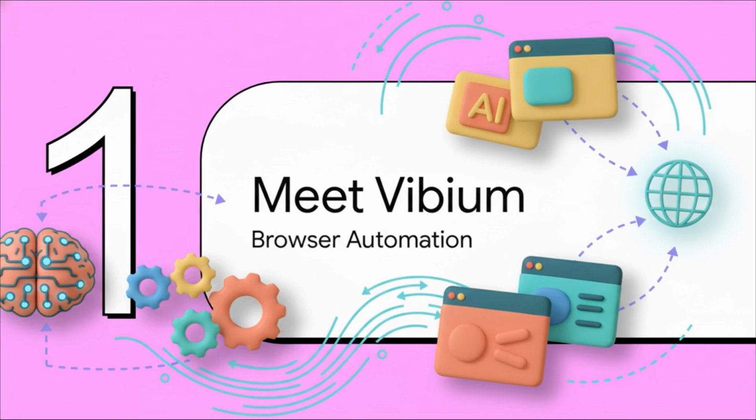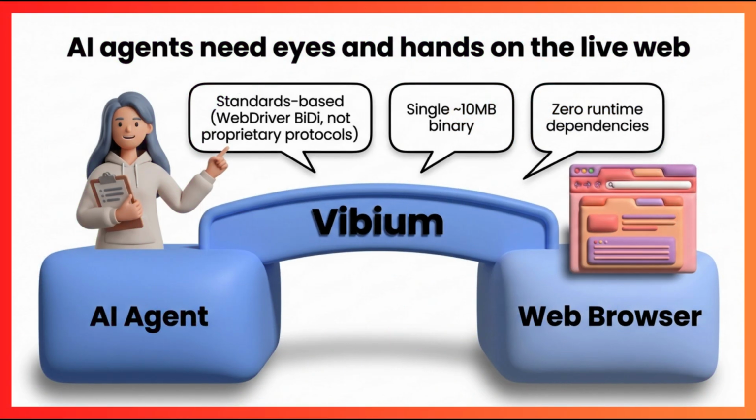So what is Vibium, really? Think of it as a bridge. It's a super simple command line tool that literally hands your AI agent the keys to a real, fully functional browser. With just a few commands, that agent can suddenly navigate, fill forms, and click on anything a human can.